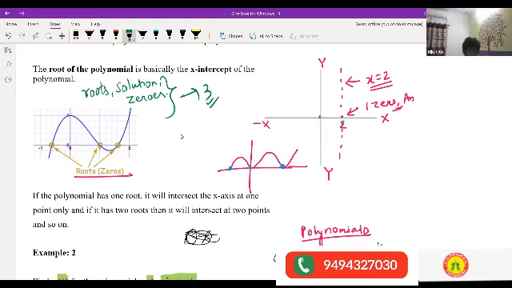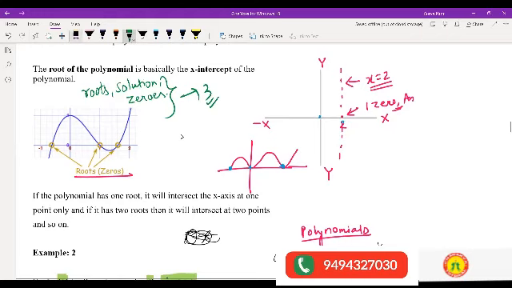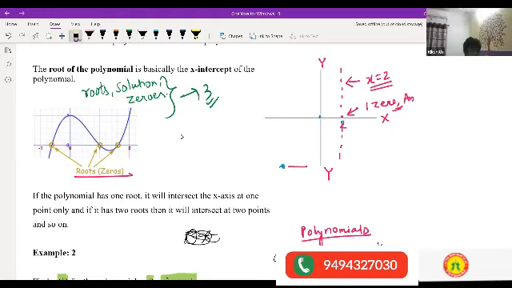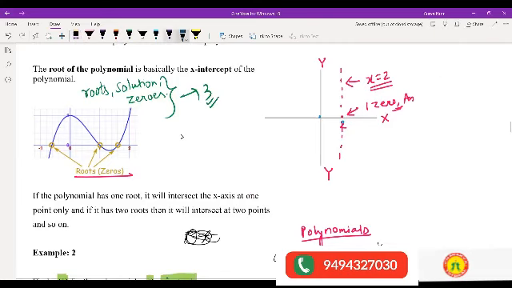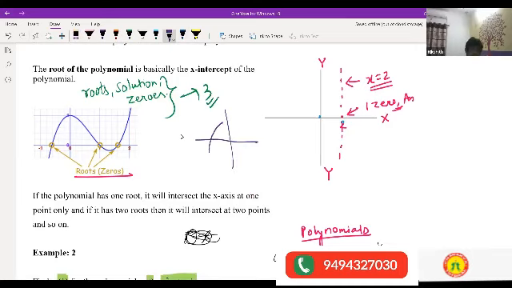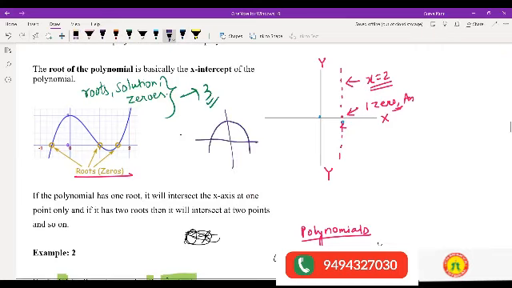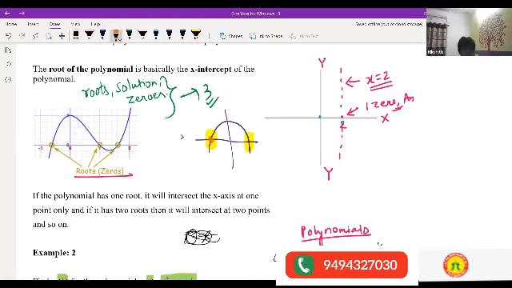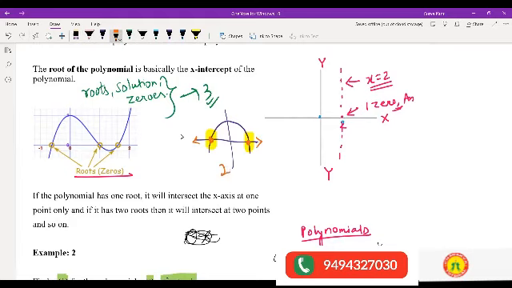Sir, can you give another example for the root of the polynomial? Another example. Yes, suppose I make one graph. How many zeros of the polynomial are there? In this graph, how many times does it touch the x-axis? 2 times, here and here, right? So the number of zeros is 2.